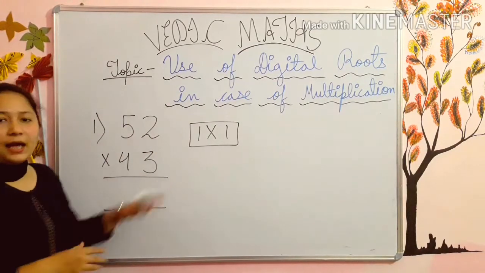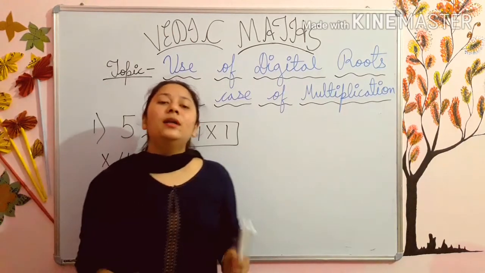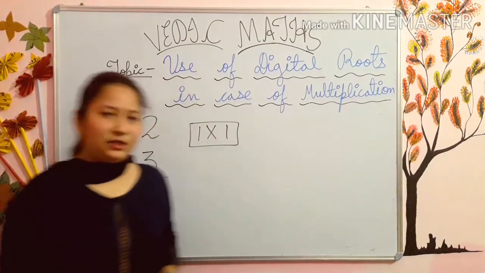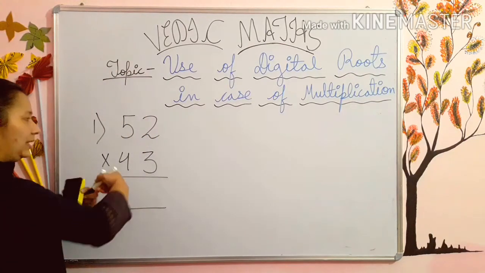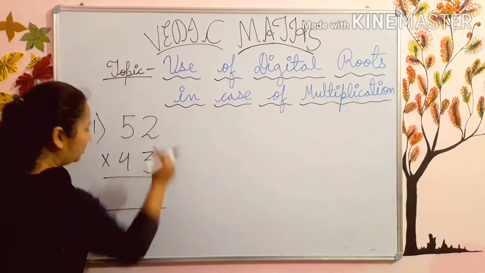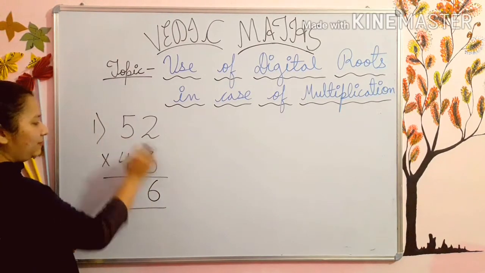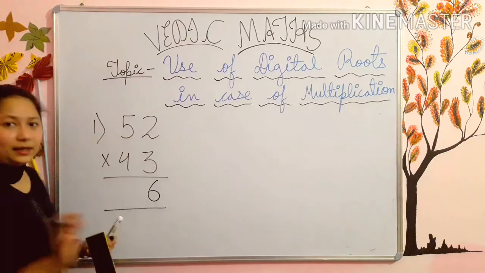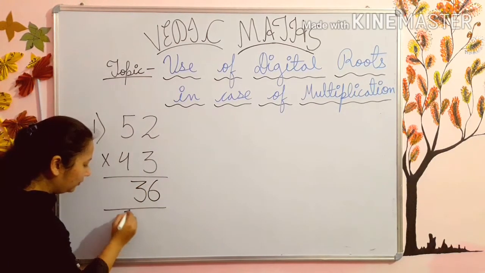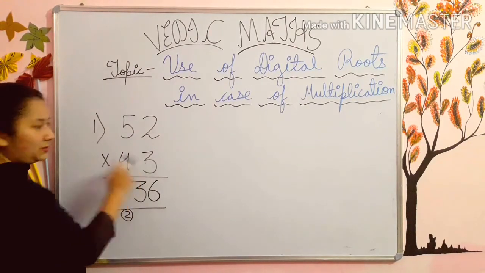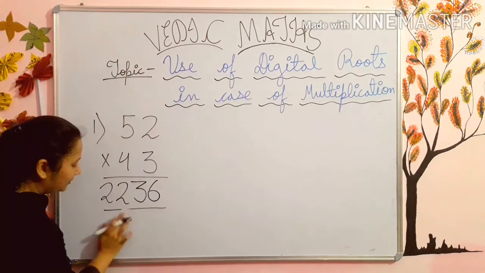So students, I am using the IXI method for multiplication. You can use the normal method also for multiplication as you do. So let's start. 3 2s are 6. Now 5 3s are 15. 4 2s are 8. 15 plus 8, 23. 3 here, 2 will go carry. 5 4s are 20. 20 plus 2, 22. And this is your answer.